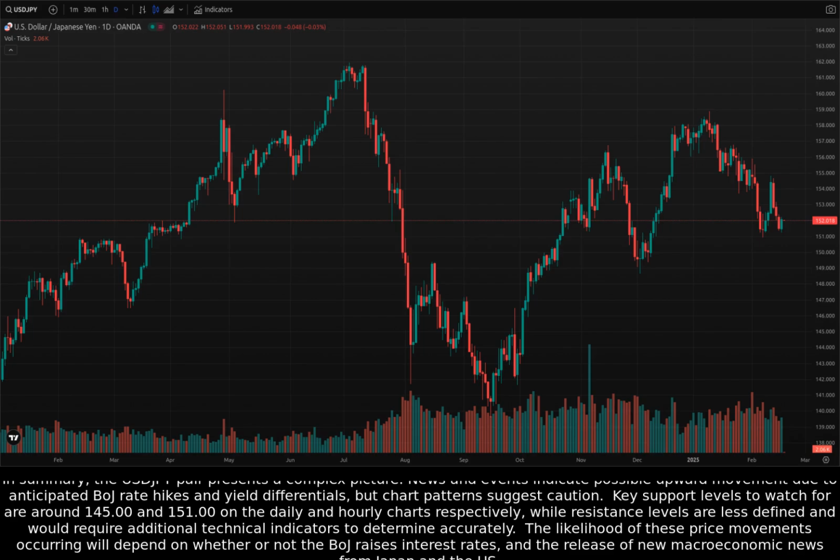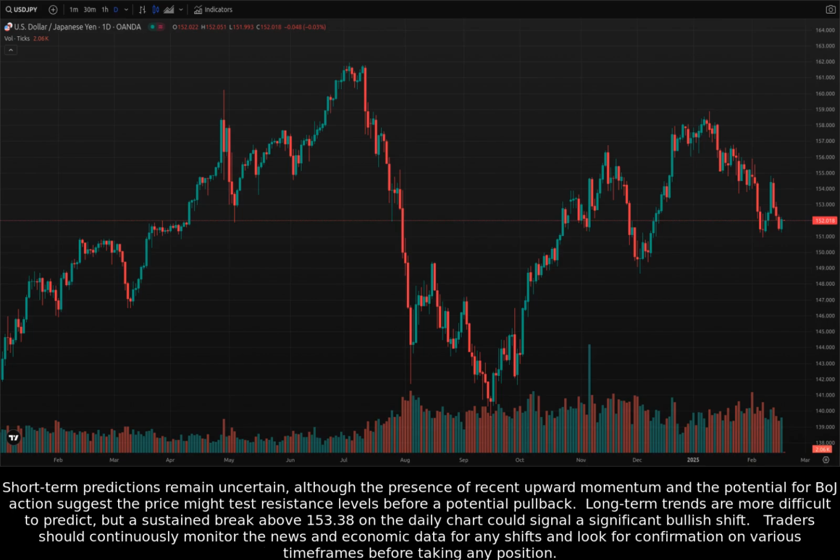The likelihood of these price movements occurring will depend on whether or not the BOJ raises interest rates and the release of new macroeconomic news from Japan and the US. Short-term predictions remain uncertain, although the presence of recent upward momentum and the potential for BOJ action suggest the price might test resistance levels before a potential pullback.